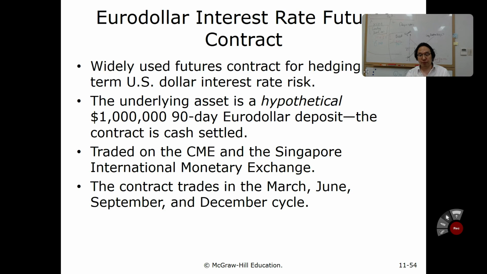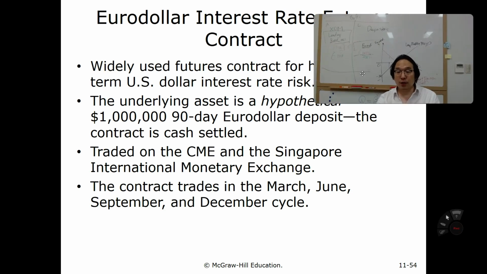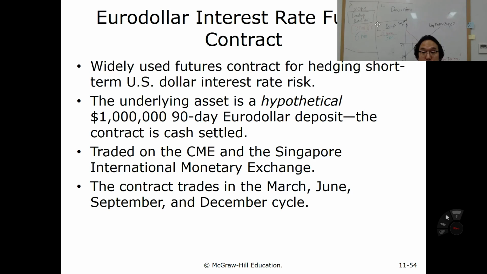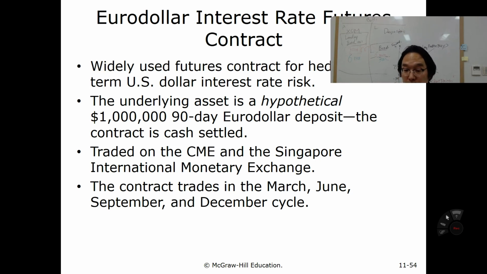Now, the Eurodollar interest rate futures contract is also available for you. It is a widely used futures contract for hedging short-term US dollar interest rate risk. The underlying asset is a hypothetical $1 million 90-day Eurodollar deposit. The contract is cash settled, and it's traded on the CME, Chicago Mercantile Exchange, and the Singapore International Monetary Exchange. The contract trades in a March, June, September, and December cycle, 3, 6, 9, and 12, December.